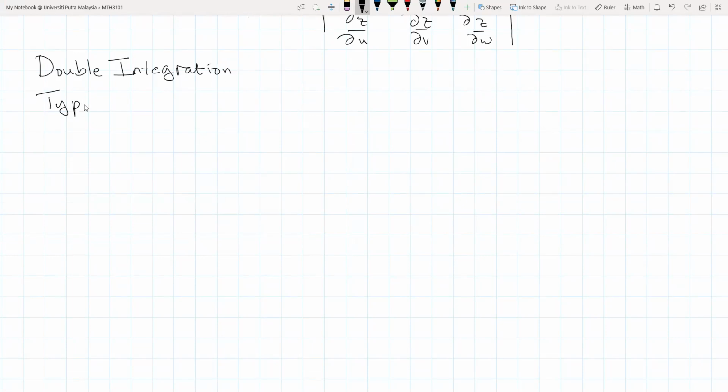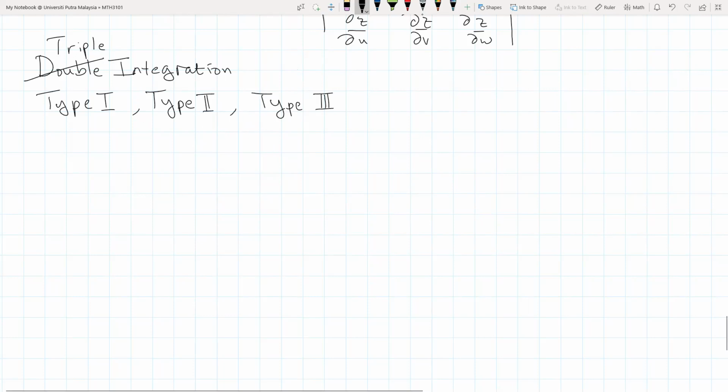You have type 1. Okay, so type 1 is when the y is a variable, and then you also have type 2. Okay, therefore, because you have double integration, in triple integration, it means that you have to add one more type, type 3. Okay, so what does it mean by all these 3 types?